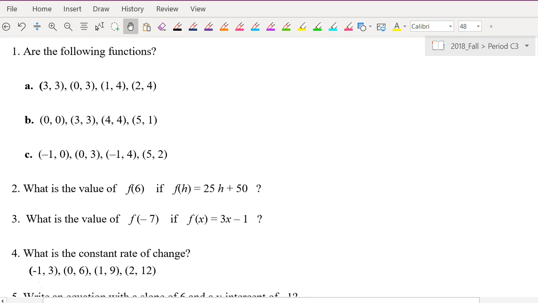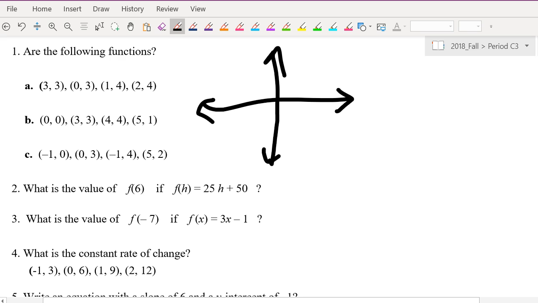Alright, let's go to here now. Are the following functions? Well, I'm going to graph them just to be sure. Let's see. (3, 3), (0, 3), (1, 4), and (2, 4). Alright, is this a function? Yes, it passes the vertical line test. It does pass the vertical line test, so we're good. So this is yes.